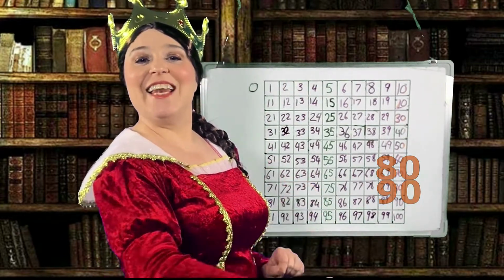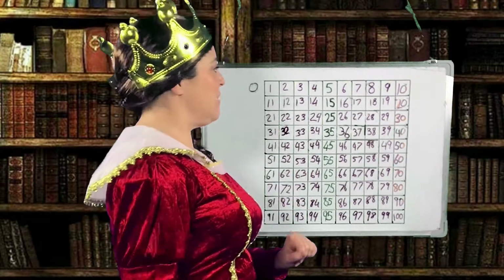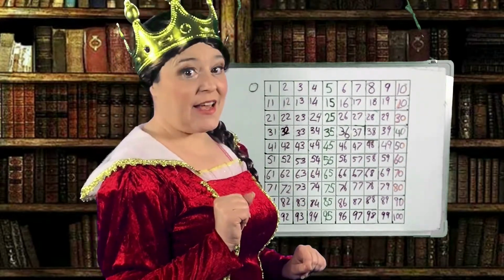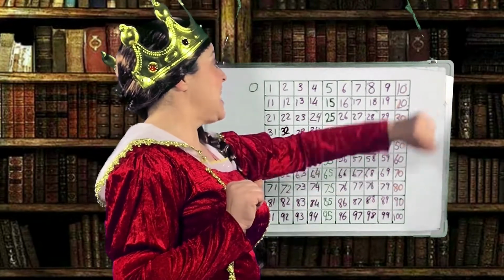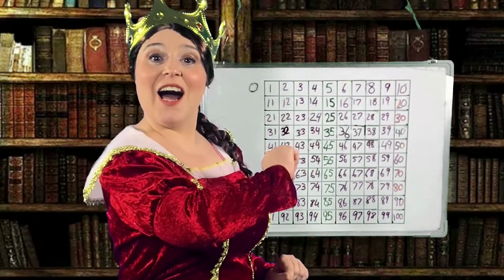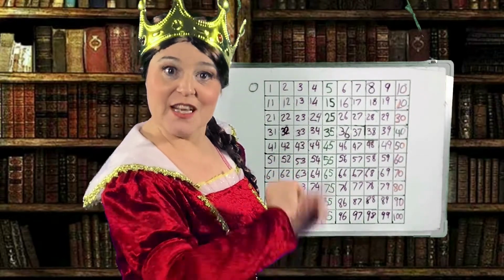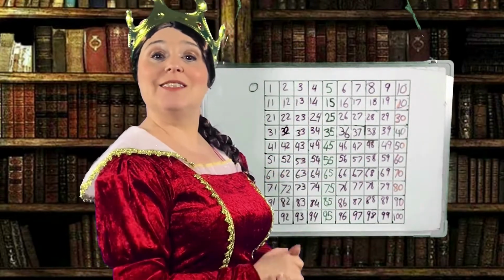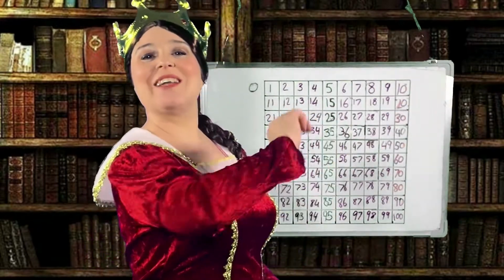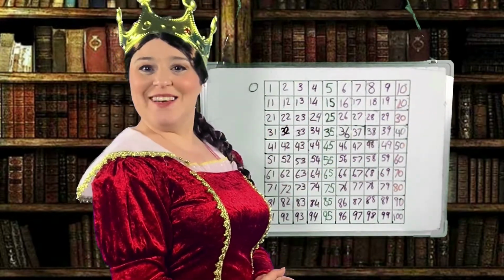All right then, let's count backwards in multiples of 10. Counting backwards in multiples of 10, starting from 20, what are the next 2 numbers?